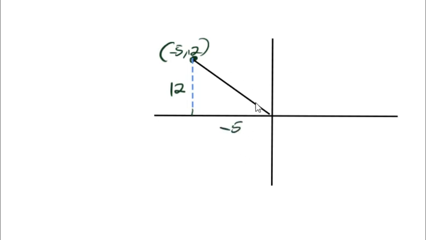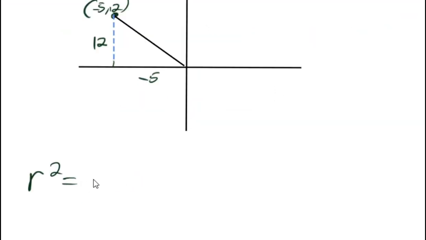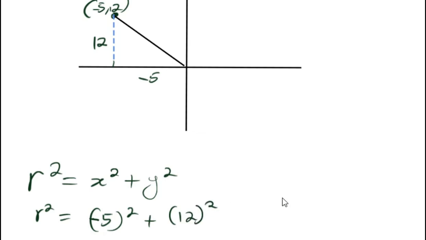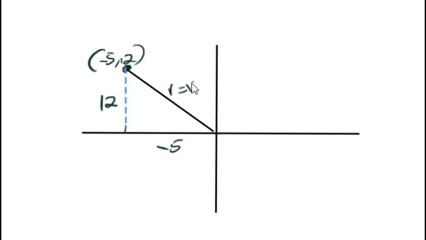Now you notice that we do not have the r. So to get the r, we use Pythagoras, which is r squared is equal to x squared plus y squared. So r squared is equal to (-5) squared plus 12 squared. So now it means our r is 13.